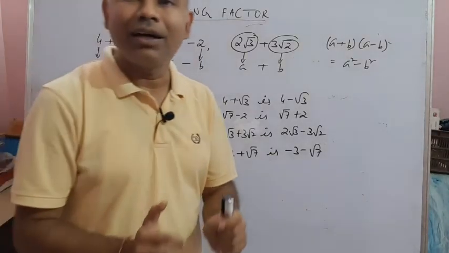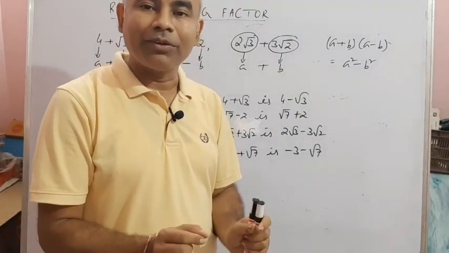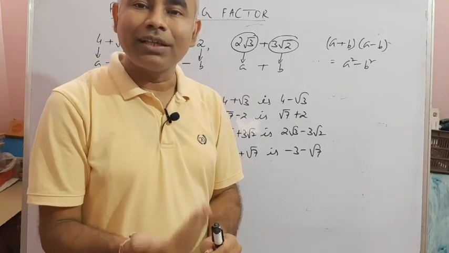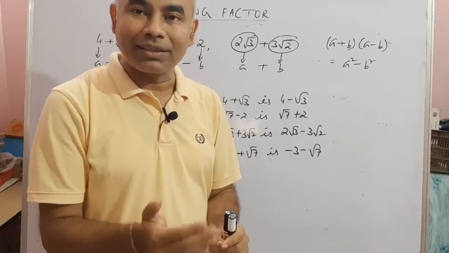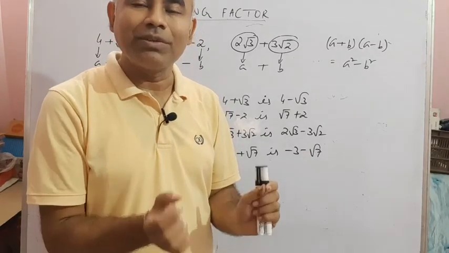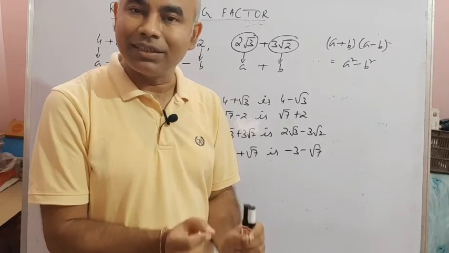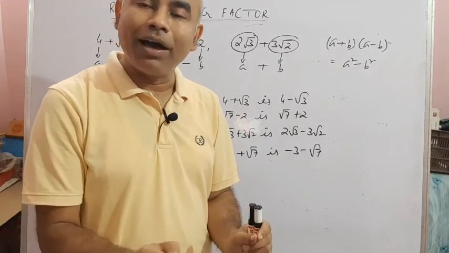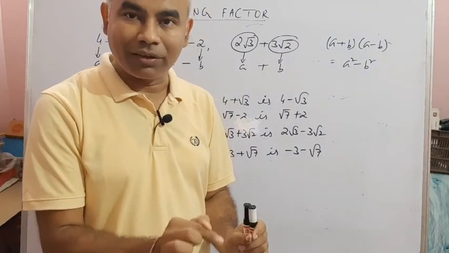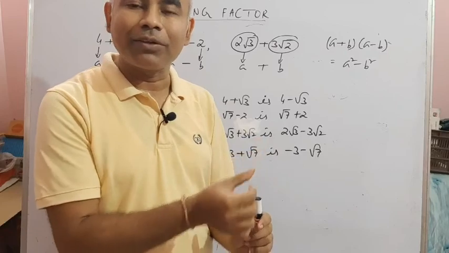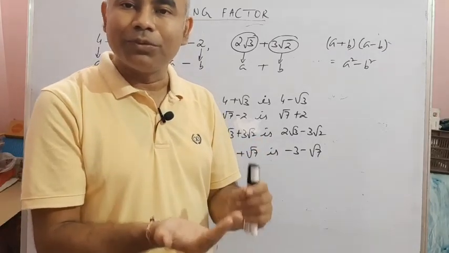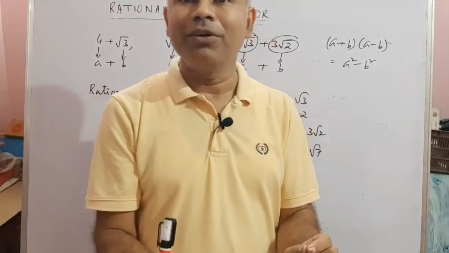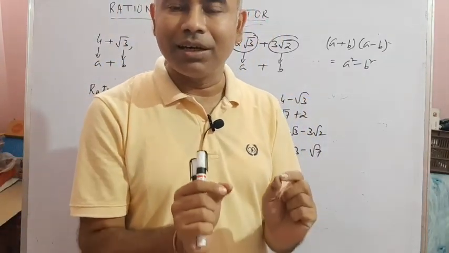So we have discussed how to find out the rationalizing factor of different types of irrational numbers. Okay, so once you know the rationalizing factor, then you will get questions on rationalization of the denominator of a fraction. That means if the denominator of a fraction is an irrational number, then we have to convert it to a rational number by multiplying with its rationalizing factor. So if you know the rationalizing factor, then it will be easy to do that. Okay, so I think the concept of rationalizing factor will be clear if you see the full video.